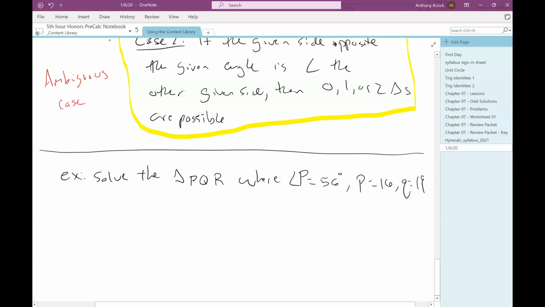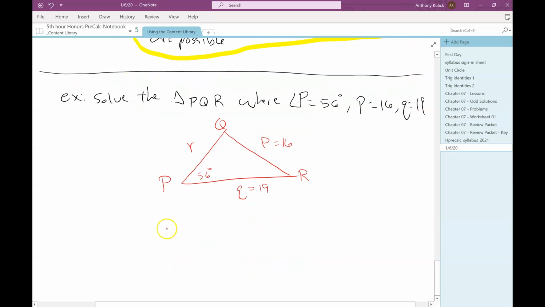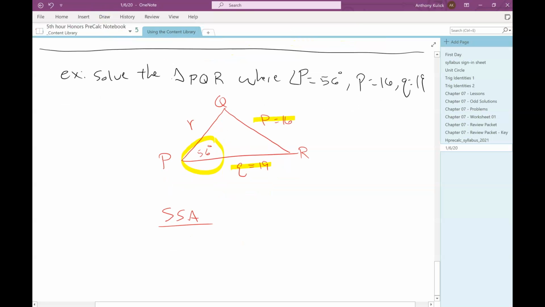So let's say that we want to solve triangle PQR, where angle P is 56 degrees, side p is 16, and side q is 19. So just filling in what we know. We can see that this is an SSA situation, right? Because the angle is not in between the two sides that are given. That's how you can tell the difference between an SSA and an SAS. So since this is an SSA situation, I have to check to see which case it is.